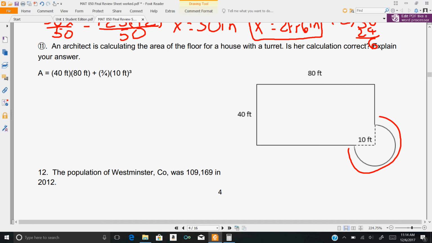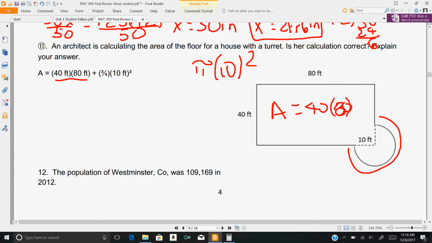There's a rectangle here, and then there's a part of a circle attached to the rectangle. So I'm going to do the area of the rectangle first. Area equals 40 times 80 to get the area of the rectangle. So I know this part is correct. I'm going to add the area of the circle. The area of the circle is pi times the radius squared. So the area of my circle is pi times 10 squared.